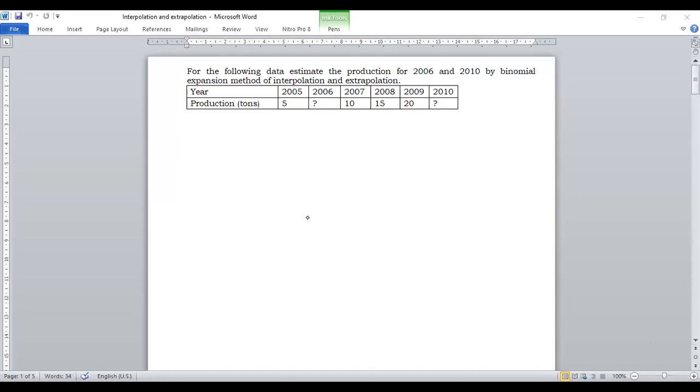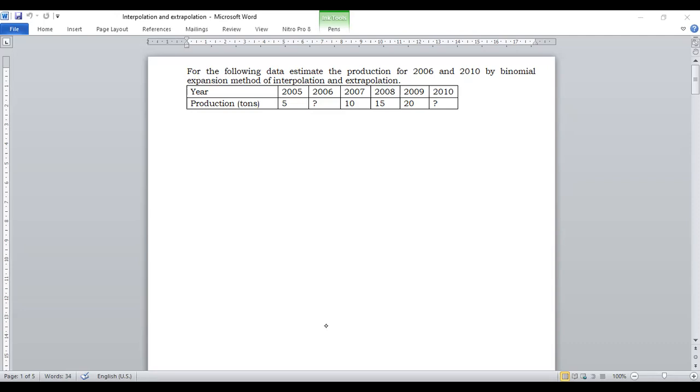For this, consider one example. For the following data, estimate production for 2006 and 2010 by the binomial expansion method of interpolation and extrapolation. Here, they are given years 2005, 2006, 2007, 2008, 2009, and 2010. Then production, that is 5, missing value, 10, 15, 20, and missing value. Here, there are two missing values. One is for the year 2006 and another one is for the year 2010.